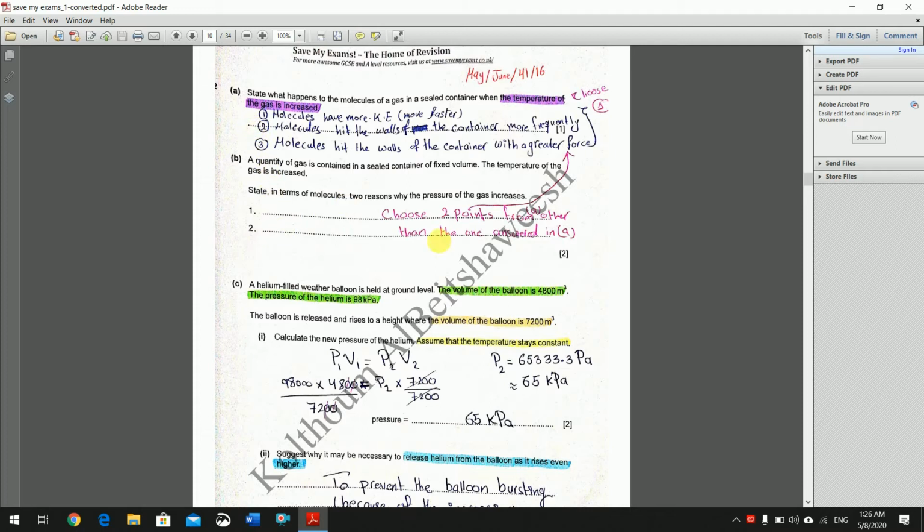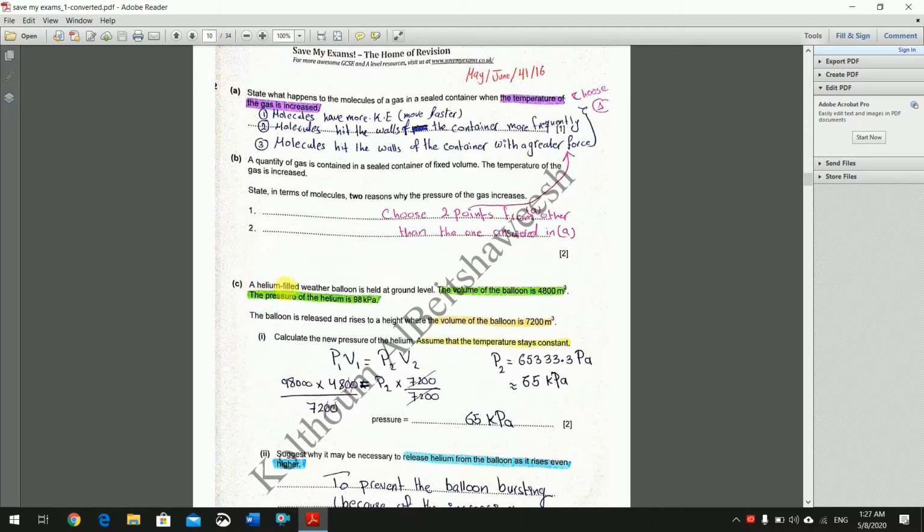Okay, so it's basically when you heat up a gas, when you increase the temperature, the molecules will have more kinetic energy, so they will move faster. They will hit the walls of the container more frequently. So when we have more collisions, we will have a change in momentum. This change in momentum is going to give us a greater force, since the force is the rate of change of momentum. Now let's go to C.